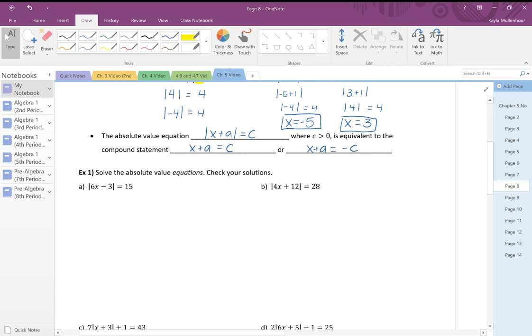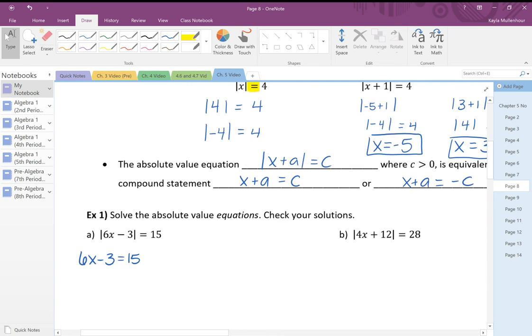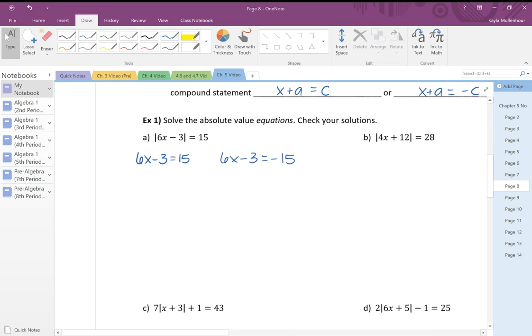Solve the absolute value equations and check your solutions. Inside our brackets we have 6x minus 3, and the absolute value equals 15. There's some x value that gives us -15 and some that gives us +15, because then the absolute value of those two numbers is 15. We set 6x minus 3 equal to the positive answer, like our violinist at +4, and then set 6x minus 3 equal to -15, like our chef at -4. So we have two separate equations, and you solve them separately to get your two different answers for x.